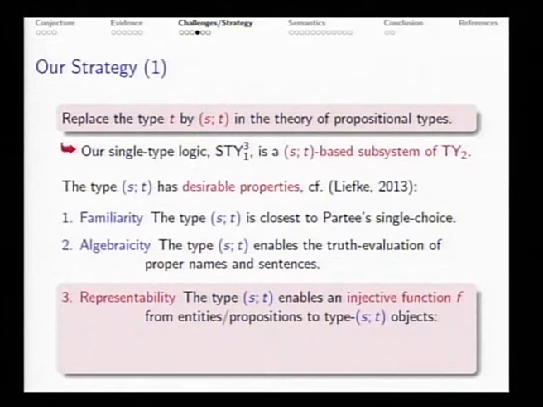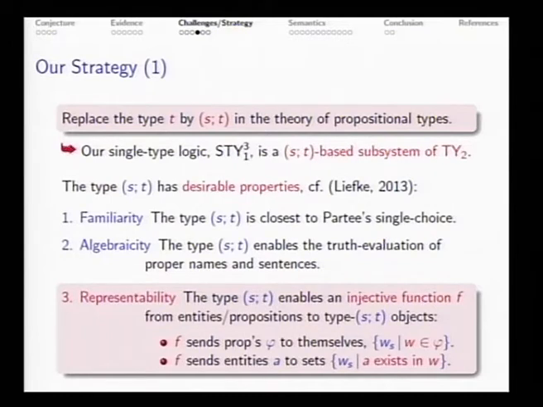And also because of the relative size of its domain, we expect that the type ST will enable the specification of an injective function from the domains of entities and propositions to objects of our new single basic type. And in particular, for the purposes of this talk, I'll adopt such a function that sends propositions to themselves and that sends entities to the set of indices in which these entities exist.